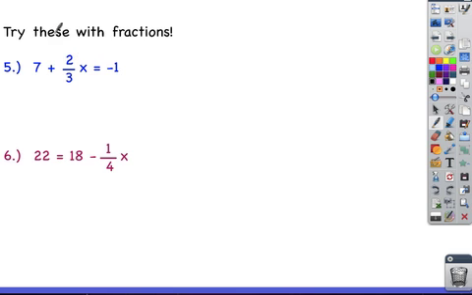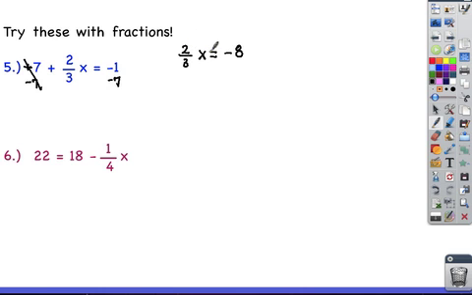So, in this question, we have 7 plus 2/3 x equals -1. We're multiplying x by 2/3, and we're adding positive 7. So we begin by getting rid of whatever we're adding or subtracting, which would be the positive 7. So we subtract 7 from both sides first. Then we're left with 2/3 x equals negative 8.